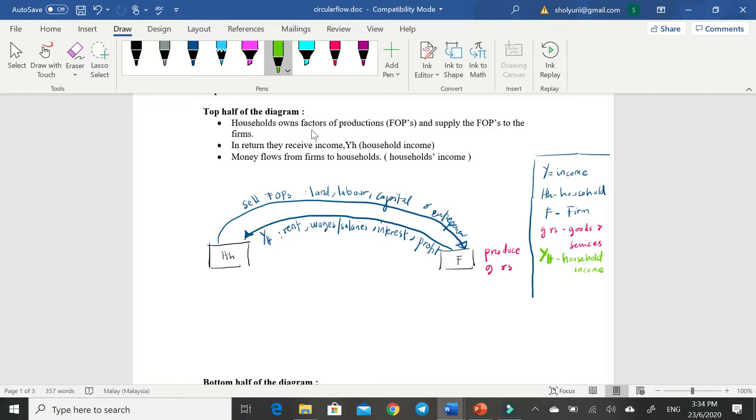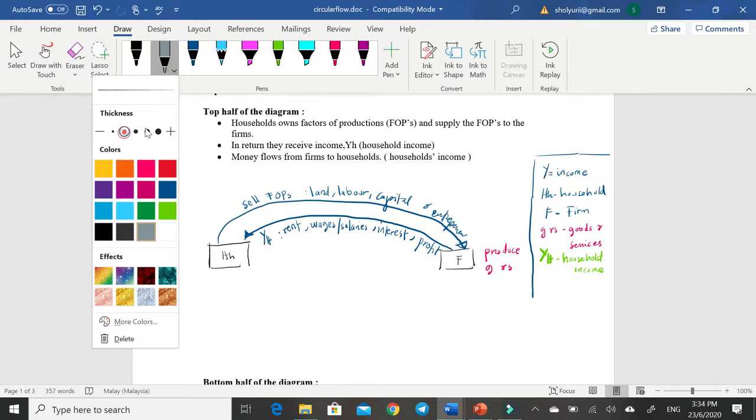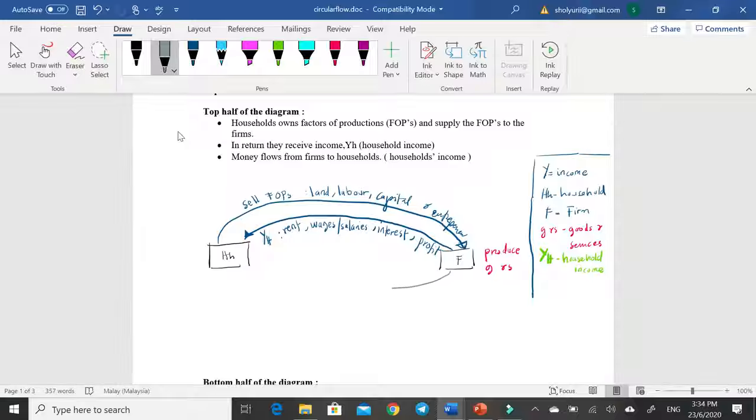Okay, next is, after the firm has already produced the goods and services, siapa yang nak beli goods and services tersebut? Which is household. That's why anak panah akan keluar daripada firm masuk kepada household. Kita tulis sebagai sell, GNS, goods and services. Alright, and nama pun jual kan.